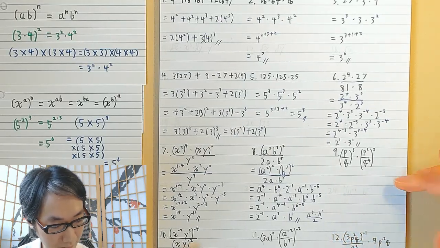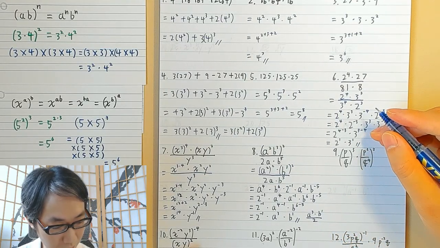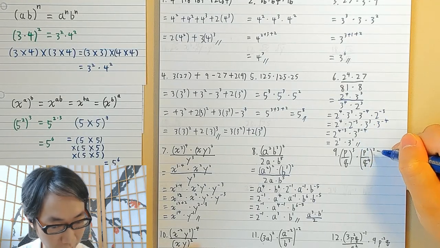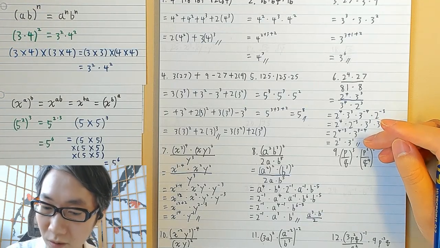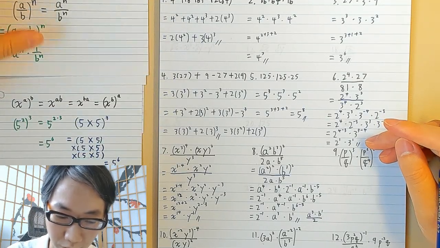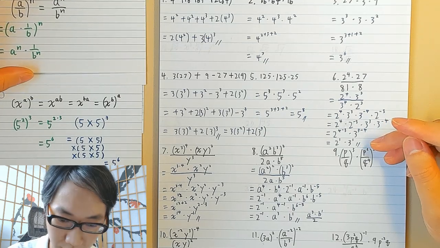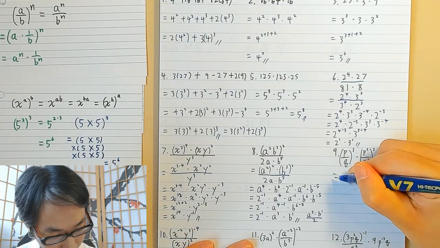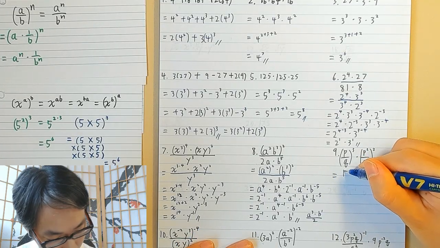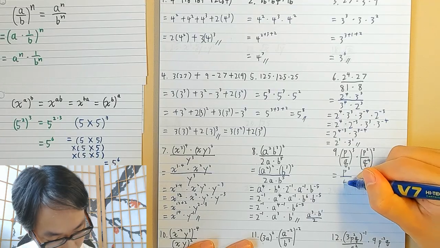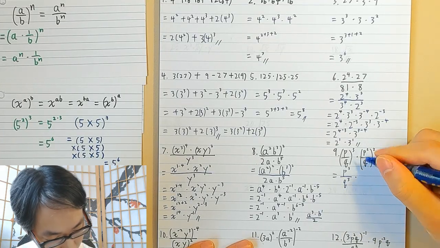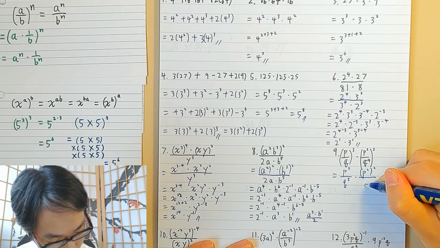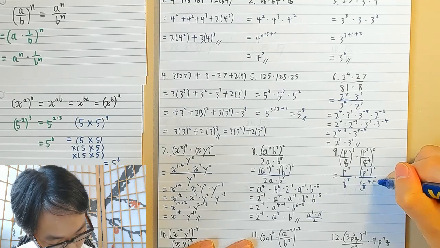Number 9. P over Q to the power of 3. And then P squared over Q to the power of 2. So this one we can distribute it by a fraction like this. So this is equivalent to P to the power of 3 over Q to the power of 3 times P squared again over Q to the power of 4 squared.